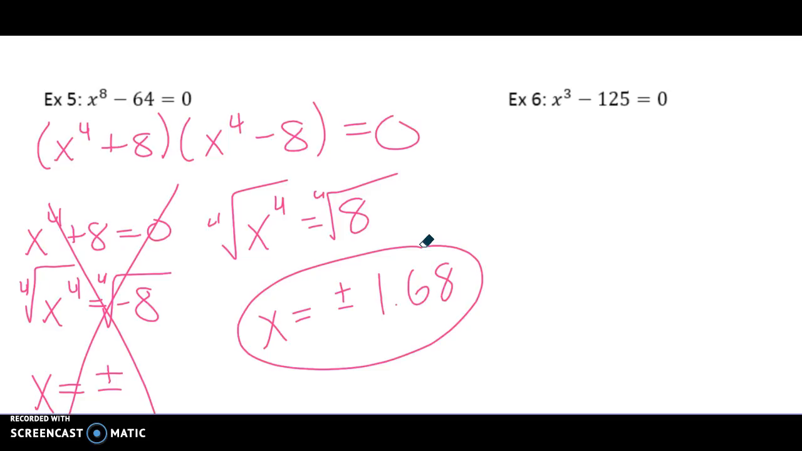Could that have been factored as a difference of cubes? Yes, you could have, actually. No, you couldn't. You know what? It would have to be x to the 6th could be 2, 2, and 2, or 9 would be 3, 3, and 3, but not x to the 8.